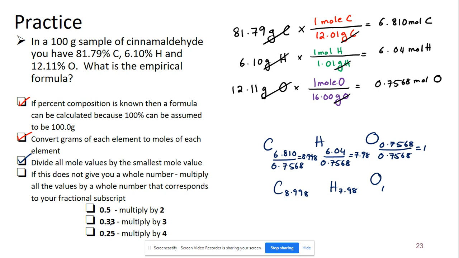Only if it's 0.5, 0.33, or 0.25, you have to multiply by 2, 3, or 4. 8.998 can be rounded to C9. That's almost 9 carbon atoms, a very tiny difference. Then 7.98 can be rounded up to 8, and oxygen is just 1. So there is the empirical formula for a compound that contains 81.79% carbon, 6.10% hydrogen, and 12.11% oxygen. This is the simplest whole number ratio. We don't know what the formula really is. It's just the empirical formula, which represents that this compound has 9 carbons to 8 hydrogens to 1 oxygen.